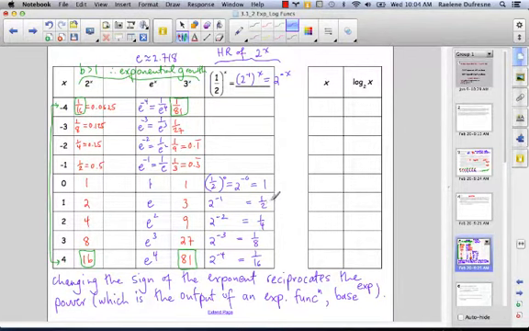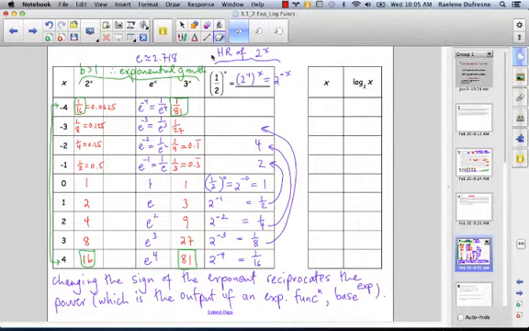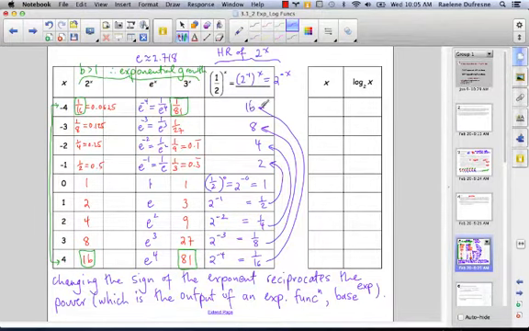So we should easily be able to reciprocate these values and get 2, 4, 8, and 16. Because we have a horizontal reflection, which means that changing the sign of x is going to give us, if we change the sign of x here from negative 4 to positive 4, we get the output of 16 when x was negative 4.